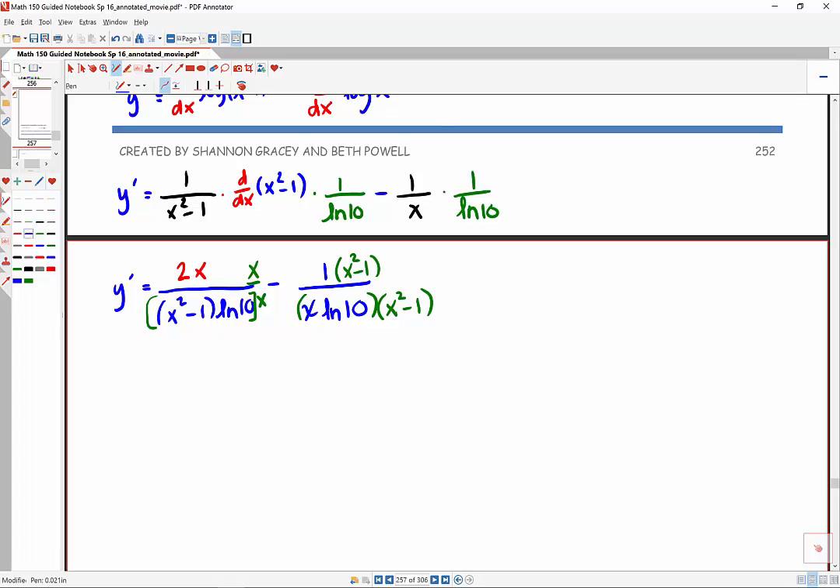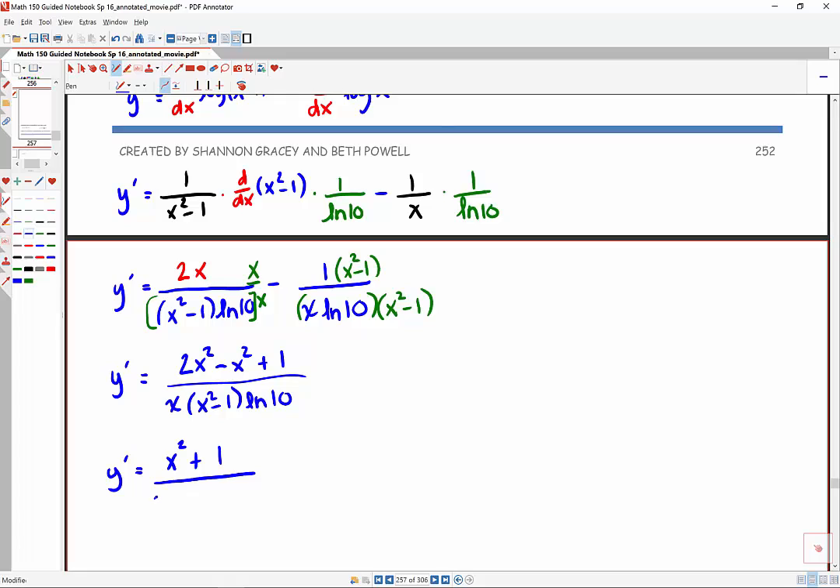So y prime will be 2x squared minus x squared plus 1, distributing that minus through, all over x times x squared minus 1 times natural log of 10. Okay, so far? Alrighty, so y prime will be x squared plus 1 over x times x squared minus 1 times natural log of 10. And we're all done.